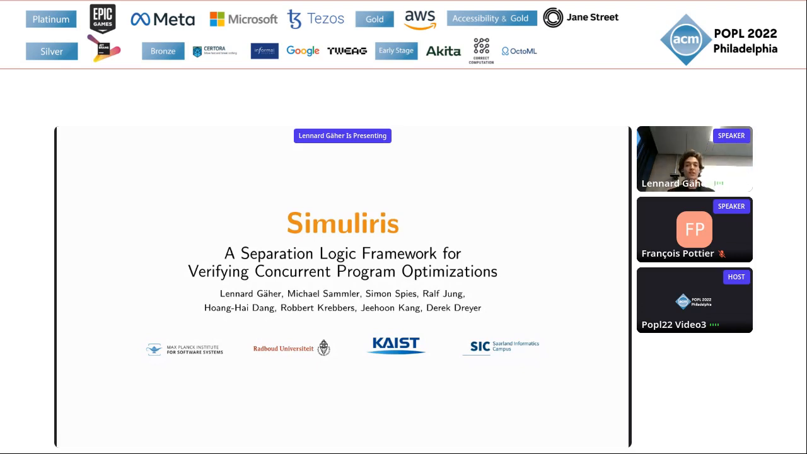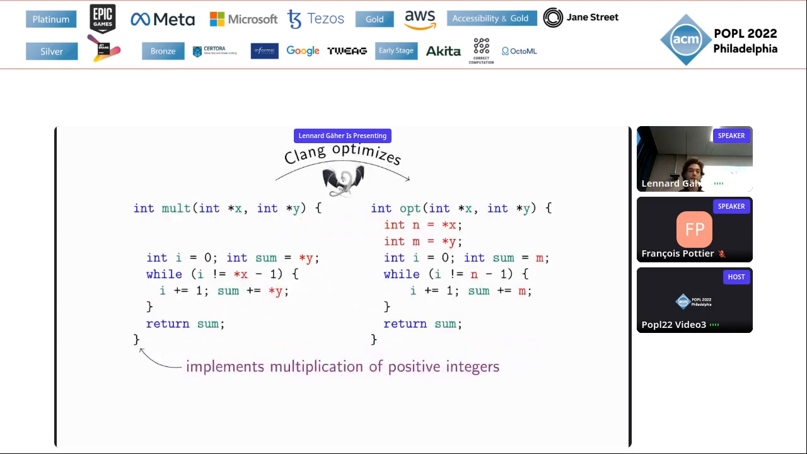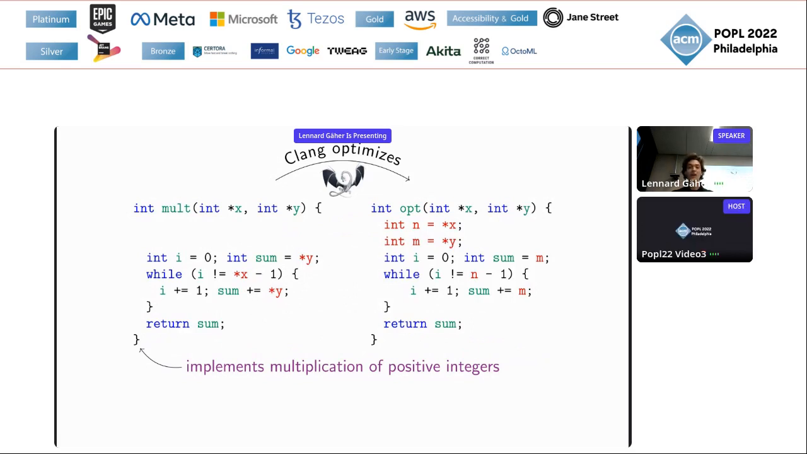So modern compilers are applying a lot of smart optimizations to make our programs run fast on modern hardware. And as an example, consider this C function here on the left. It operates on two integer pointers x and y. And while the details of it do not really matter, when the value at x is positive, it essentially multiplies the number stored in x and y by repeated addition in a while loop.